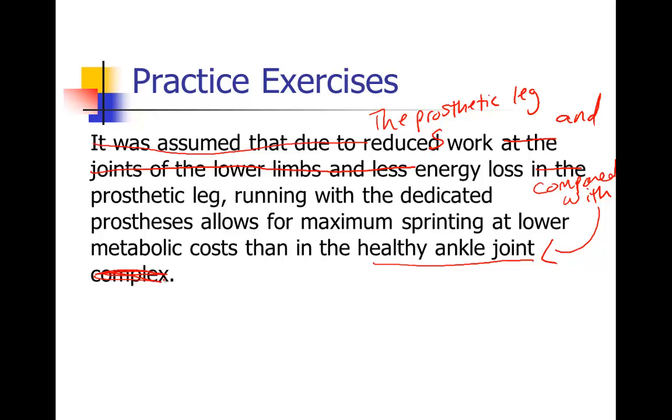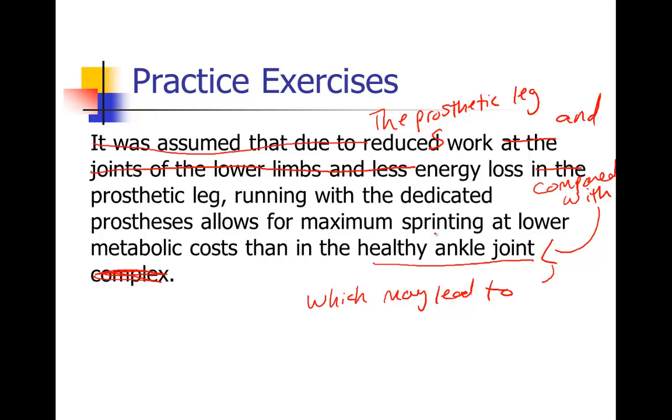And then because that's what we found, out of that we're making some conclusion. That's what they're calling their assumption. We're making a conclusion. We're guessing that if that's true, that may lead to something. And what it might lead to is, out of that, it may be the case that there are lower metabolic costs during maximal sprinting. So that may lead to these lower metabolic costs while maximum sprinting.